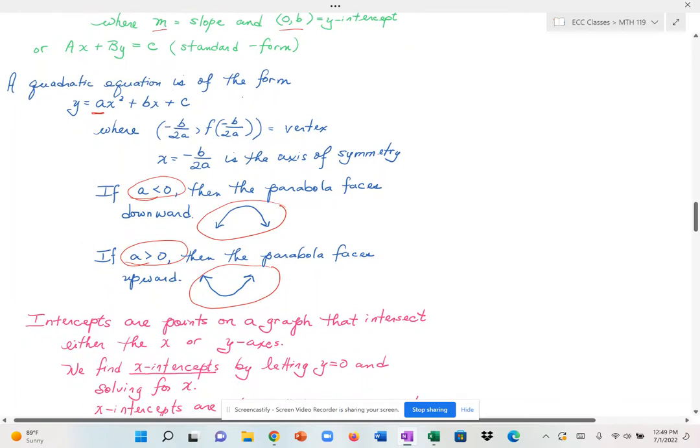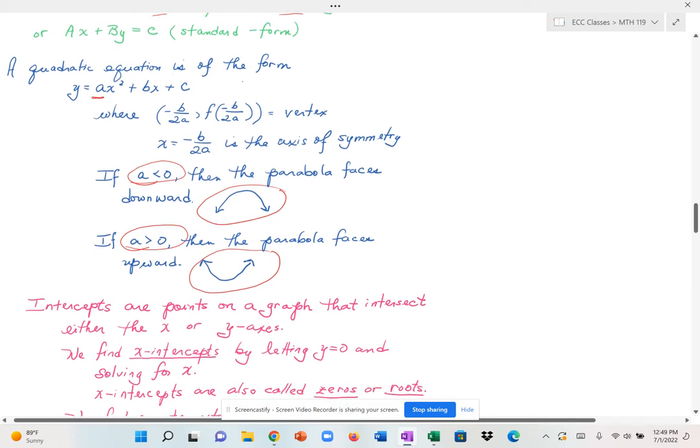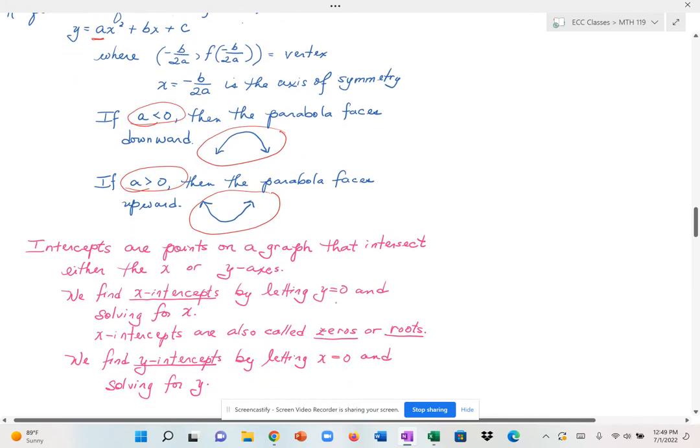Again, I mentioned intercepts earlier. So intercepts are points on a graph that intersect either the x or the y-axis. So you find x-intercepts when you replace the y with 0 and then you solve for x. Those are also called zeros or roots, and you'll hear those words a lot in this course. And y-intercepts, that's when you let x equal 0 and you solve for y.